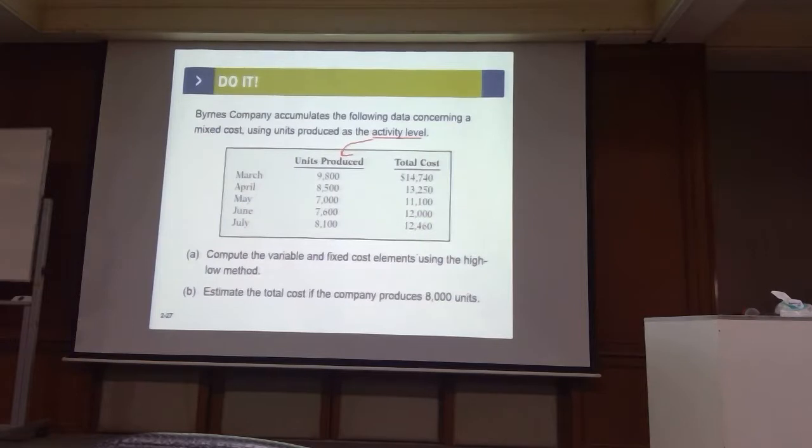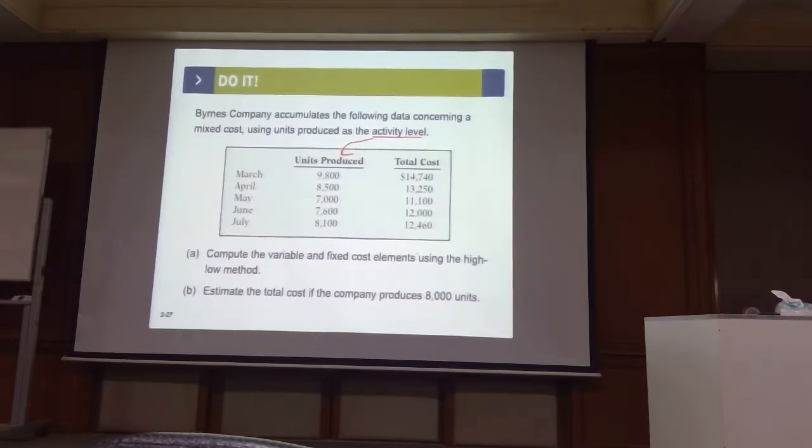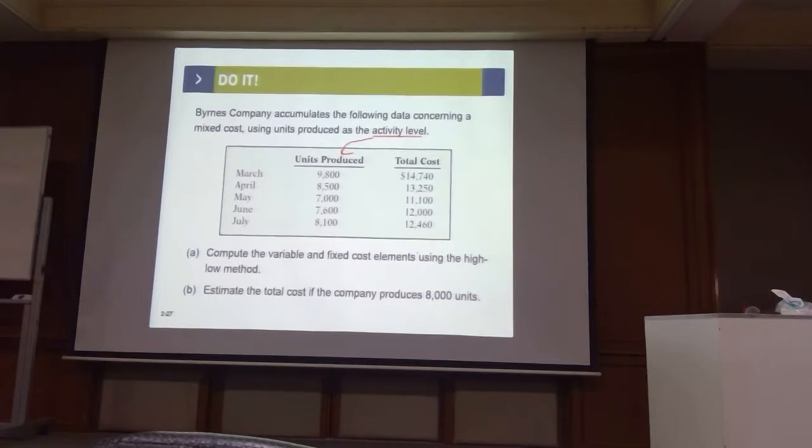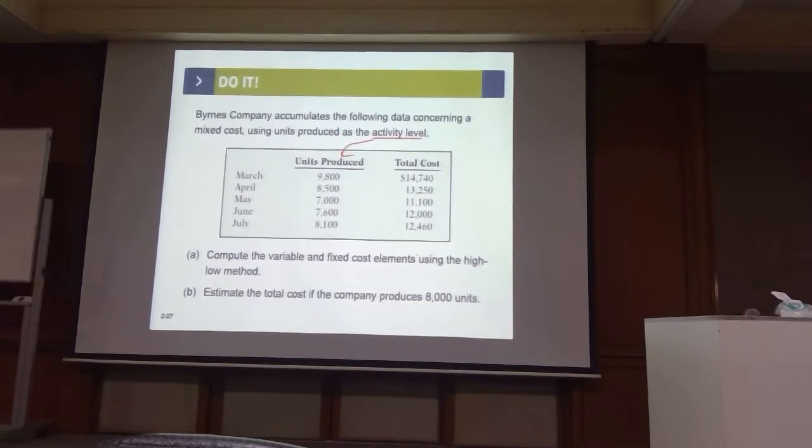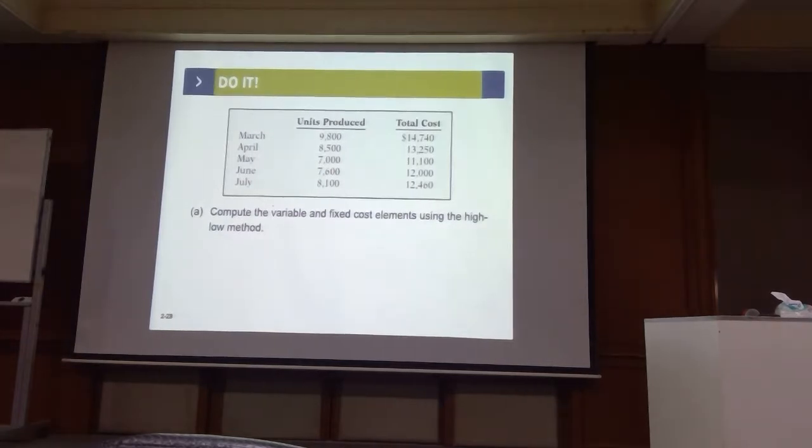Before we start to compute, can you help me, which information are we going to use? Which one is the highest level? March, right? And how about the lowest? May. Yeah. So maybe I let you guys compute a bit, okay? Compute the variable and the fixed portion.